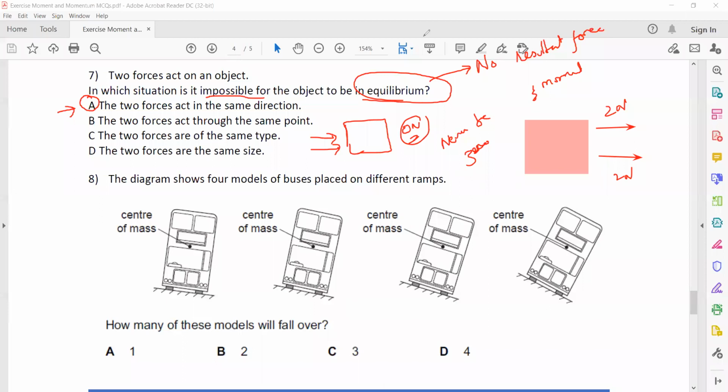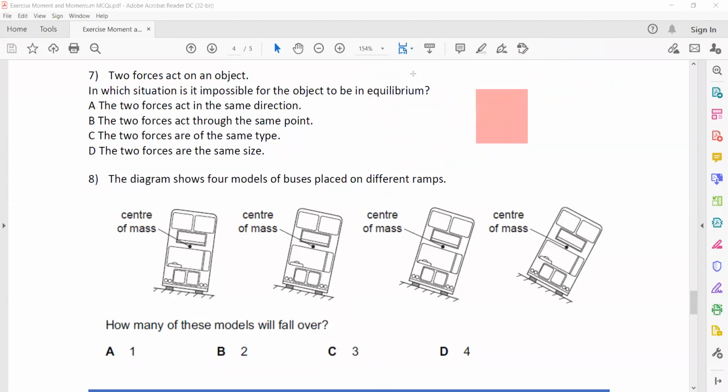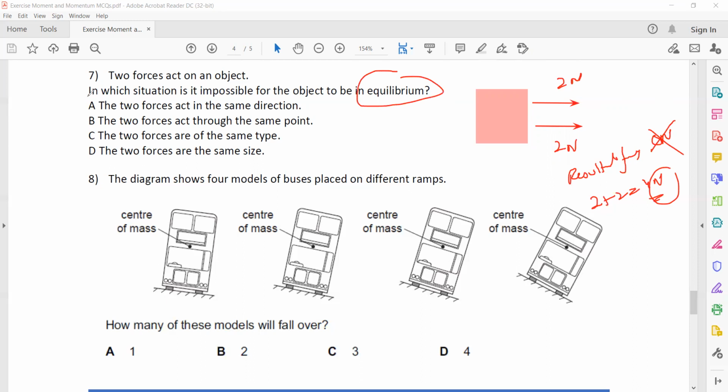because when two forces are acting in the same direction, how do you find the result? You find the result by adding them. Because if the forces are in the same direction, two Newton forces are acting towards the right. So when I find the resultant, it will be 2 plus 2, which equals 4 Newton. So this result can never be zero. So if the result can never be zero, the object can never be in equilibrium. That is why A is the right answer. Is it clear? Question 7.